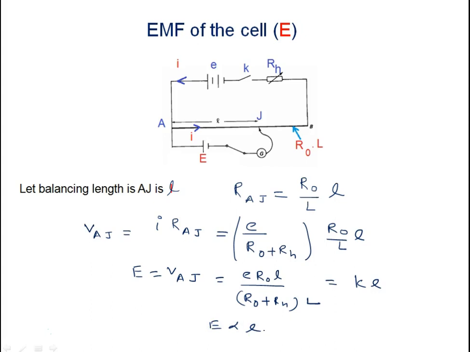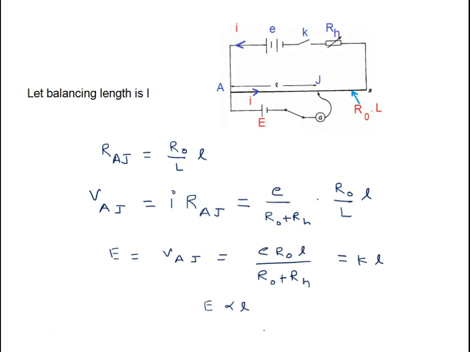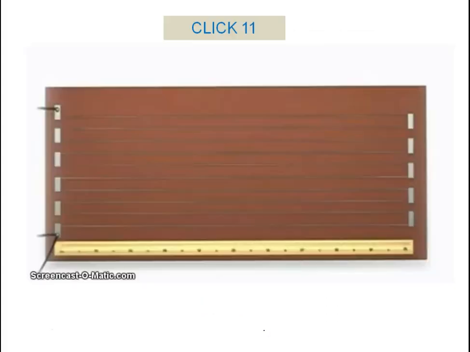So if we know the balancing length, we can easily determine the EMF of the cell which is connected in the secondary circuit. Okay, all of you read it. In the lab, how do we calculate the EMF? Let me show you.